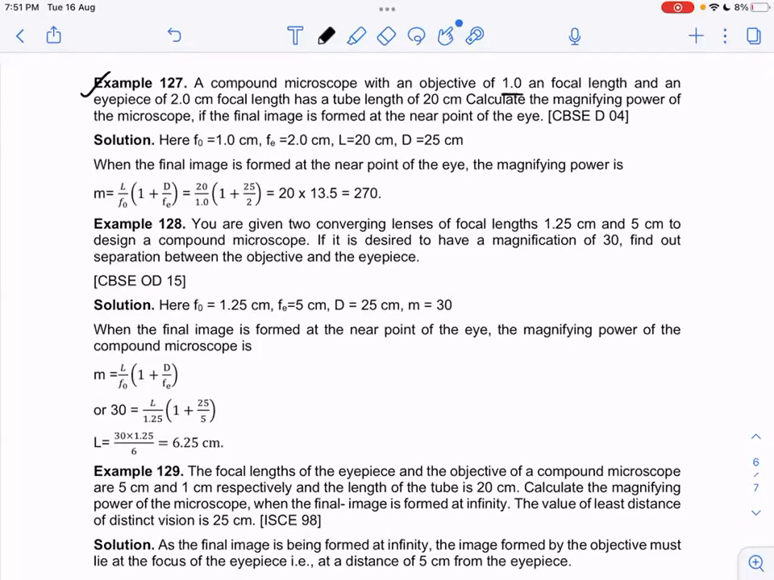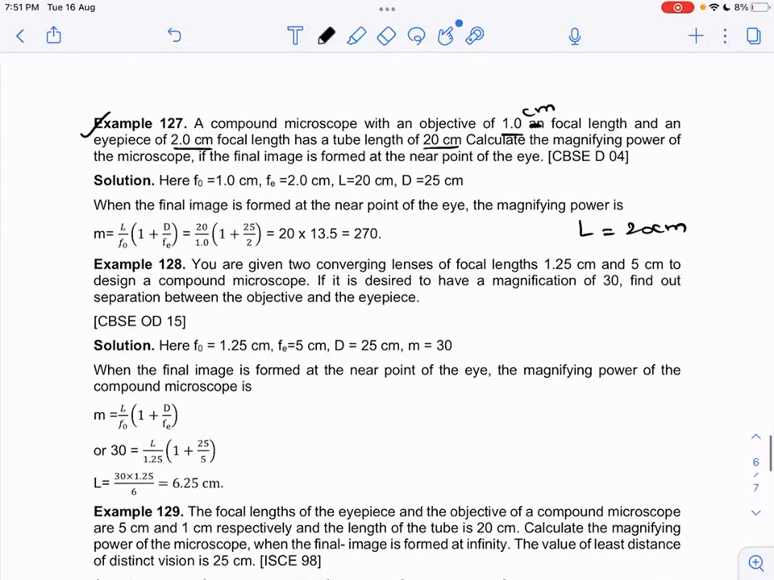When you have a compound microscope with an objective of 1 centimeter focal length and an eyepiece of 2 centimeter focal length, which has a tube length of 20 centimeters, so L is equal to 20 centimeter. Calculate the magnifying power of the microscope if the final image is formed at the near point.